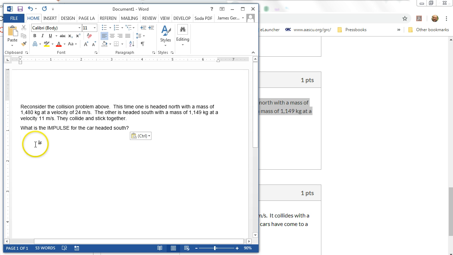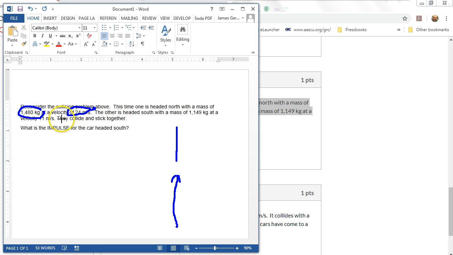Now, the reason I wanted to do this one is because it actually involves several parts. So let's think about this. Let's start with the car headed north. It has this mass and this velocity. Not a great drawer with the mouse. It has that mass and that velocity headed north. And then we have another car headed south. It has this mass, and I've covered it up a little bit, but that velocity. All right, so they collide and stick together.